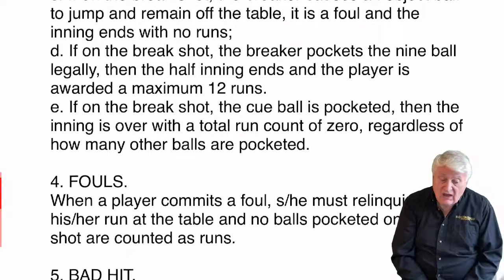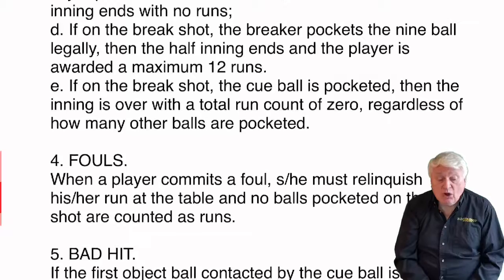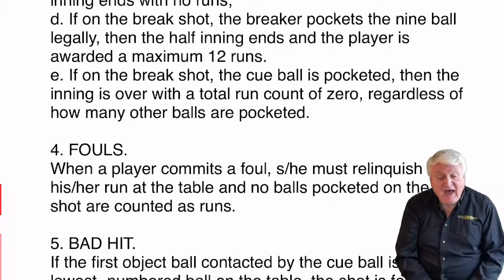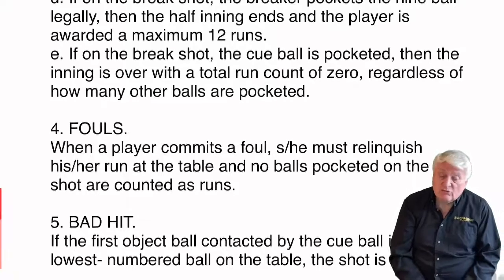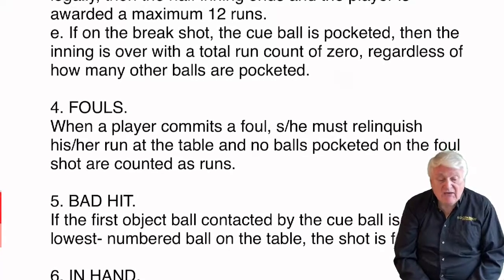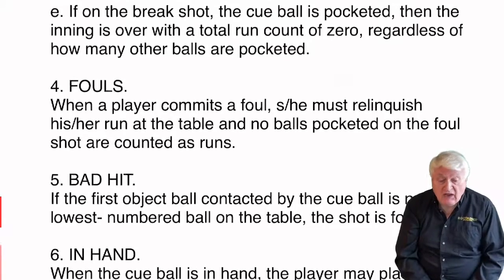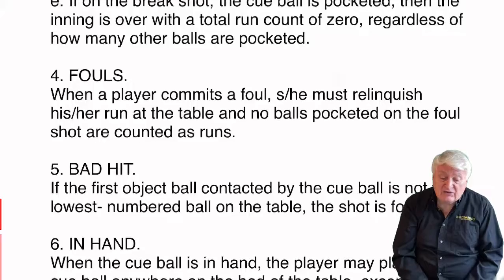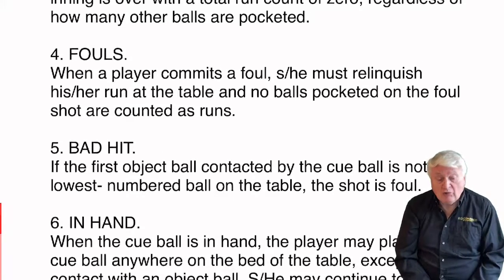D. If on the break shot, the breaker pockets the 9-ball legally, then the half inning ends and the player is awarded a maximum 12 runs. E. If on the break shot, the cue ball is pocketed, then the inning is over with a total run count of 0, regardless of how many other balls are pocketed.